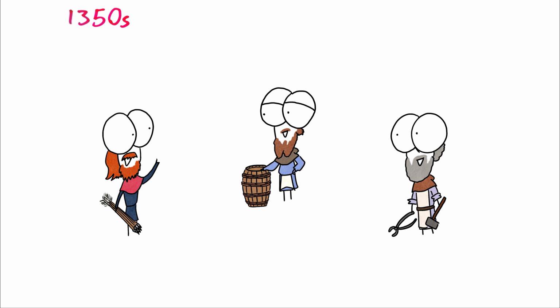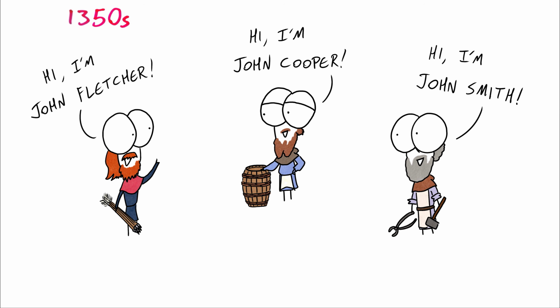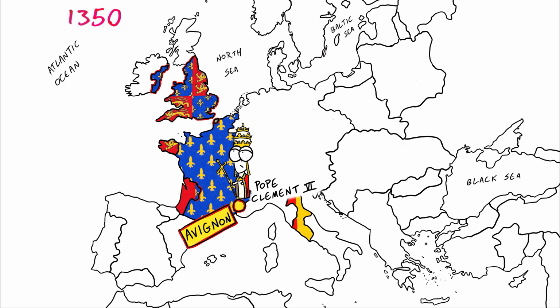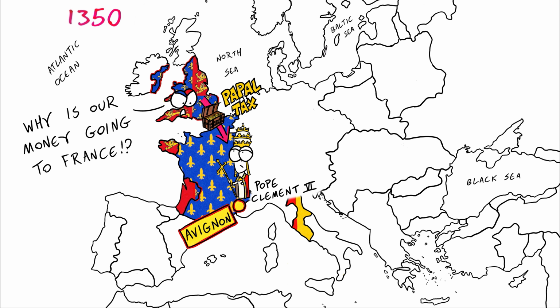With more people being forced to move from town to town, surnames became more prominent in society, needing to differentiate between 15 different Johns. During this time, the Pope was actually based in Avignon, not Rome, and many English people were annoyed that they felt that their taxes to the Pope were going to France, their enemy.